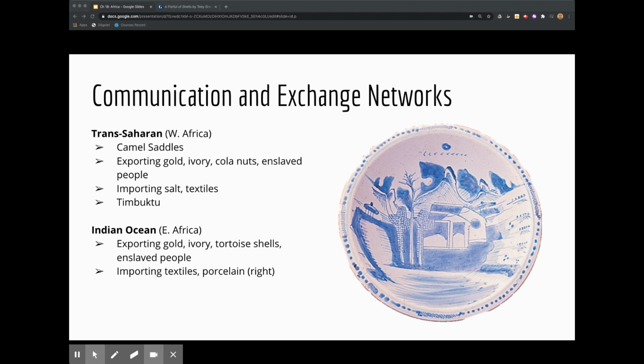So the development of the camel saddle, just a little bit before this time period, maybe in the 4th century CE, is going to lead to growth in this trade network. And then in the Indian Ocean, you can see what's being traded out. And there also would have been enslaved people being trafficked in both of these networks, and then other products, including, you see gold and ivory in both places, ivory from elephant and rhinoceros tusks going out.